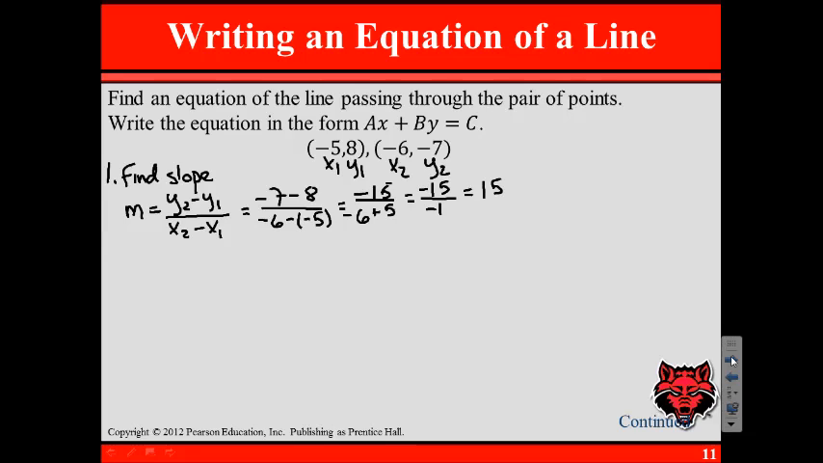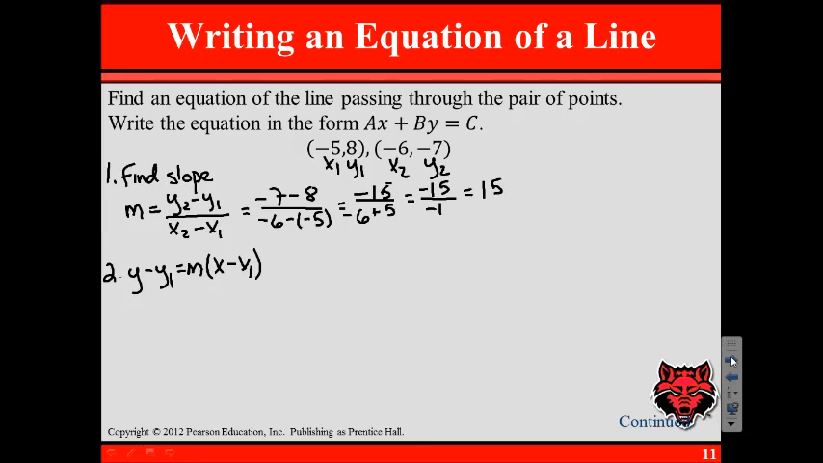Once we have our positive 15, we now have a slope, we have a point, we're going to use the point-slope form. So we write that equation, y minus y1 equals m times x minus x1. Make sure you're writing this equation down every single time. That way you will remember it faster when you go to the test and that equation is not given to you. Hopefully you will be able to recall it because you've written it so many times.